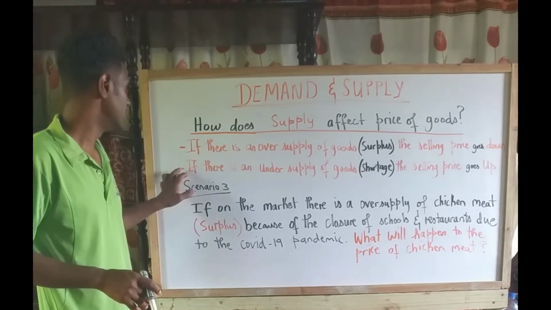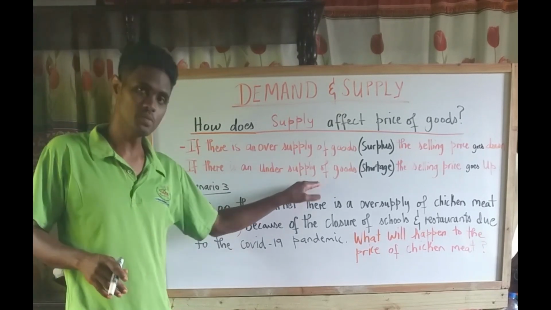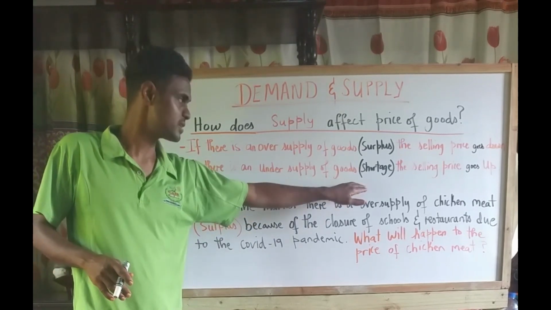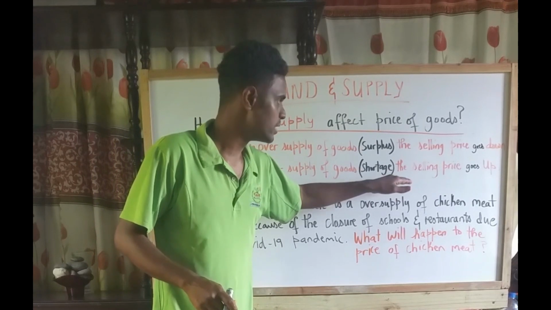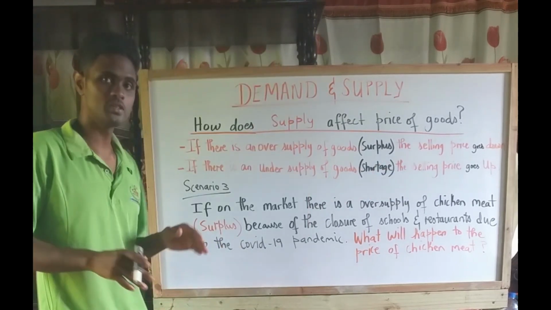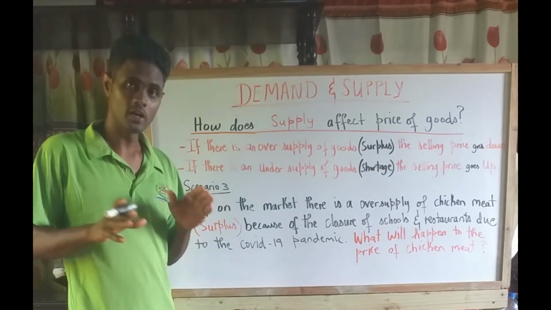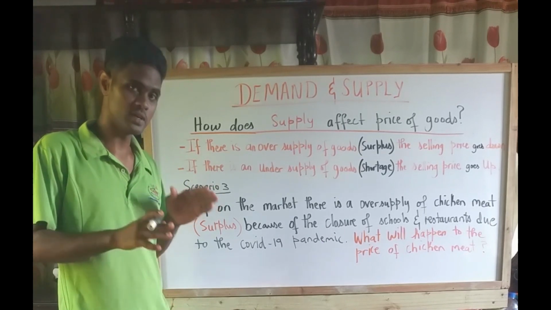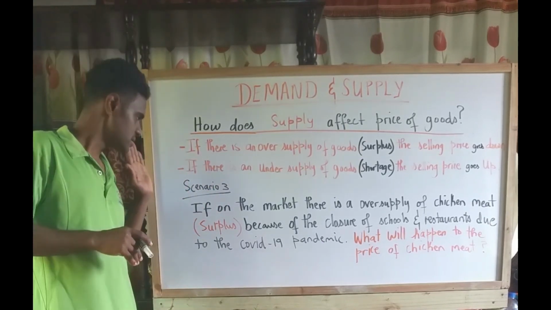On the other hand, if there is an undersupply of goods, which we call shortage, the selling price of the good will eventually go up. Shortage is when the demand for a good is greater than the supply of the good. Let's look at these situations in scenarios.